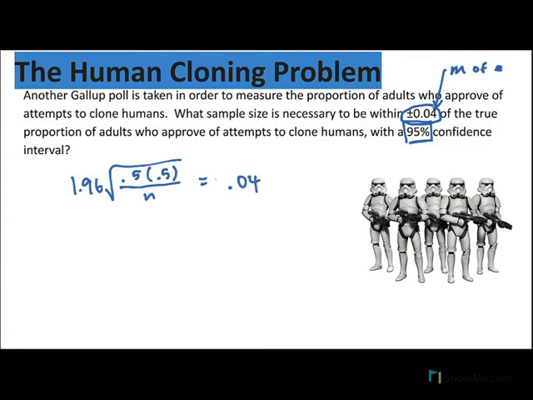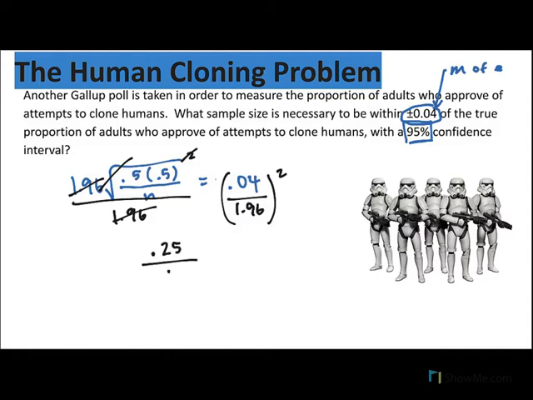Yay, algebra. A little bit of a complicated algebra process, but just to go through it, I'm going to start by dividing by 1.96. That gets rid of that. The next step would be to square both sides to get rid of the square root. That's going to leave me with 0.5 times 0.5 is 0.25 over n equals this whole mess of a number.